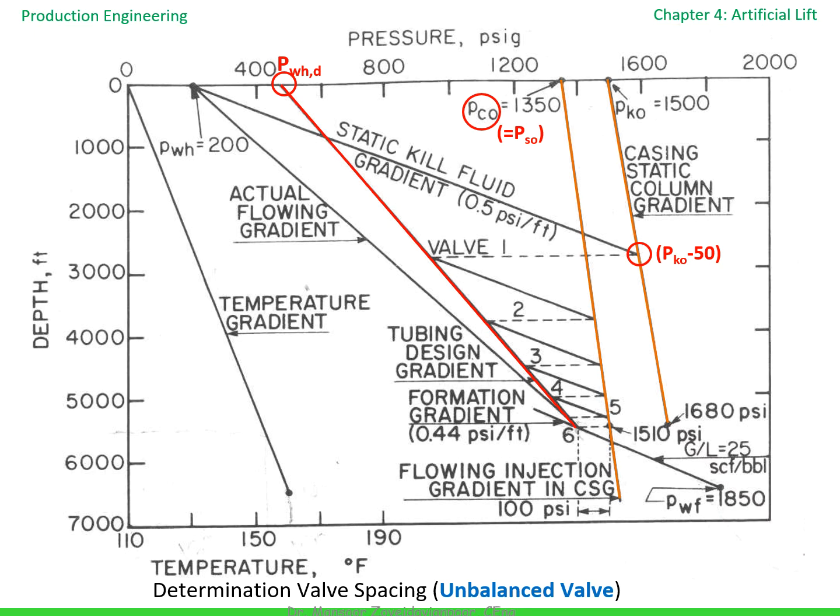This figure shows the valve spacing design for an unbalanced valve system. The procedure is very similar to the balanced valve case, but notice that the valve depths are referenced to the operating casing pressure, PSO, and the design casing pressure, PKO 50. Starting from PWHD, we use the tubing design gradient and casing pressure lines to determine the unloading valve positions.